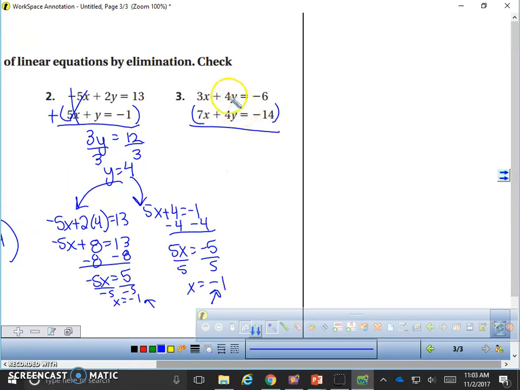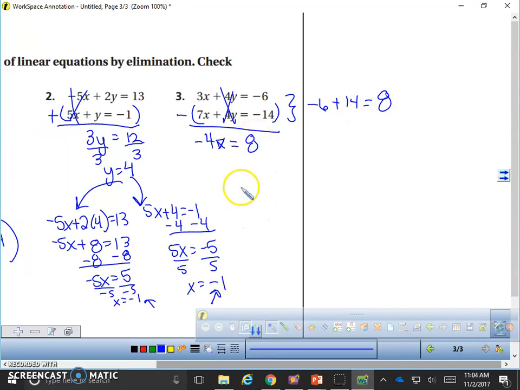Now, addition. Is 4y plus 4y going to eliminate? No. 4y minus 4y does. So this one we are using subtraction. 3x minus 7x is negative 4x. Eliminate the y's. Negative 6 minus negative 14. Remember, this now says negative 6 plus 14. Minusing a negative changes it to adding. And negative 6 plus 14 is 8.